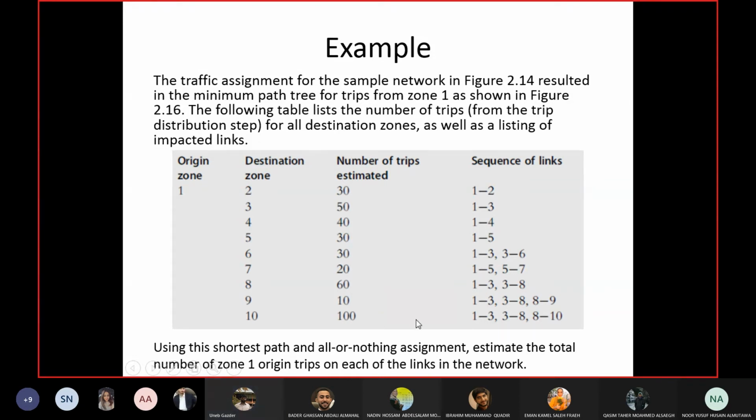Now, what will be the number of trips on each link coming from zone 1?